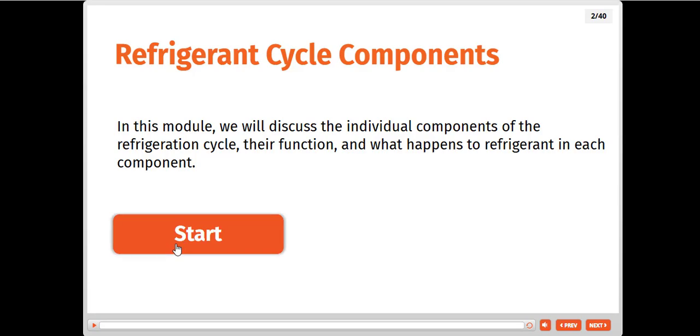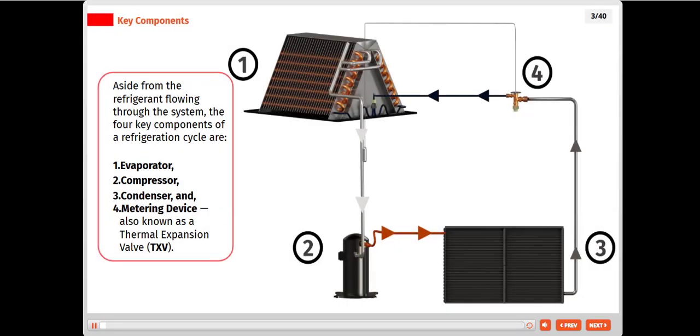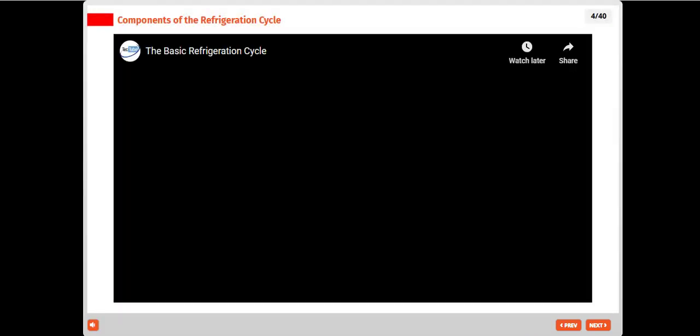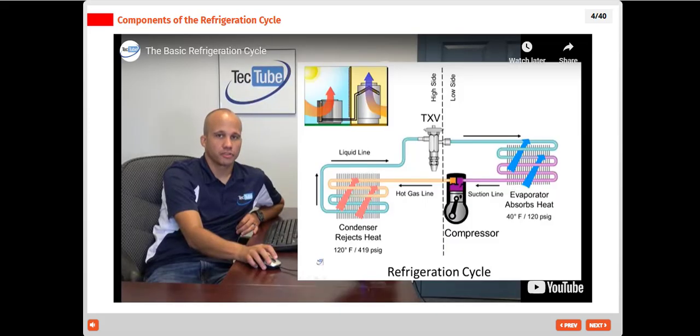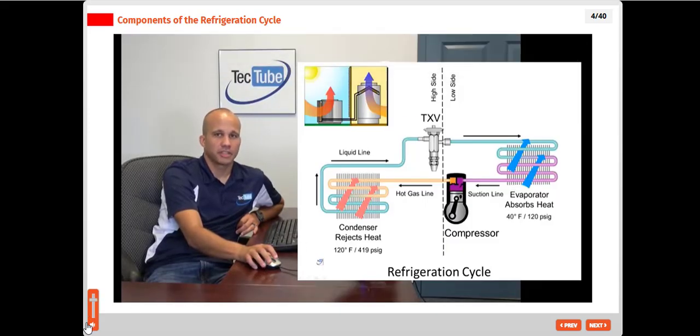Aside from the refrigerant flowing through the system, the four key components of a refrigeration cycle are the evaporator, compressor, condenser, and metering device, also known as a thermal expansion valve, TXV. We're taking a look at a refrigerant piping diagram here to show you the basic components, and we'll also look at it in the lab to show you what they physically look like in real life.